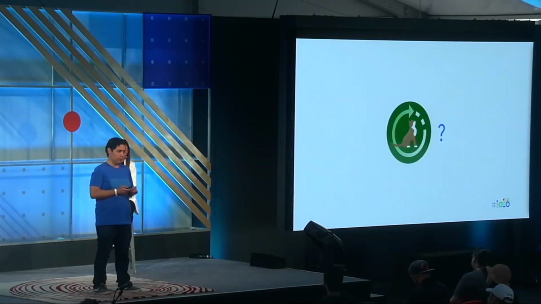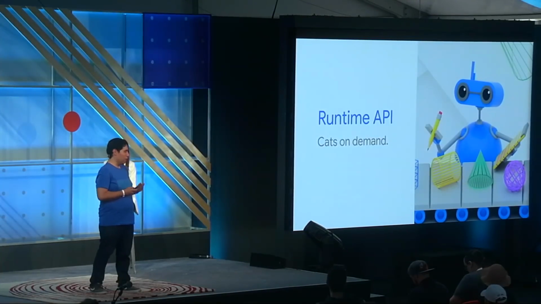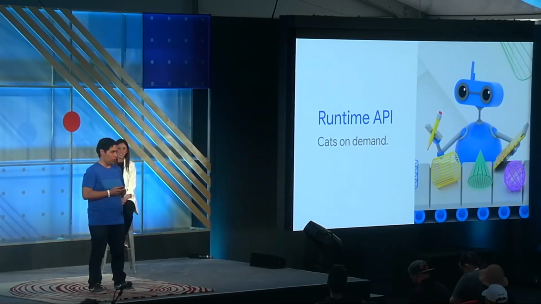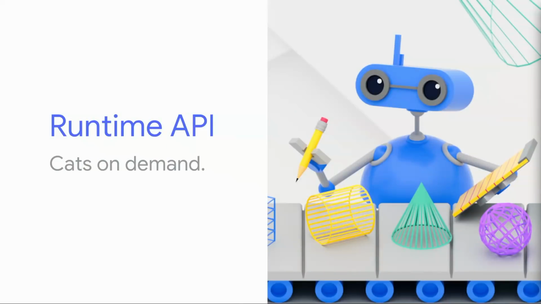So to get the users their cat, you have to use the Poly API. You have to use the runtime part of the Poly API. So let's talk a little bit about the Runtime API. It allows you to browse, search, and download assets at runtime from your app. I have no idea what that blue robot is doing. This is an actual picture from what's going on in the data center right now.